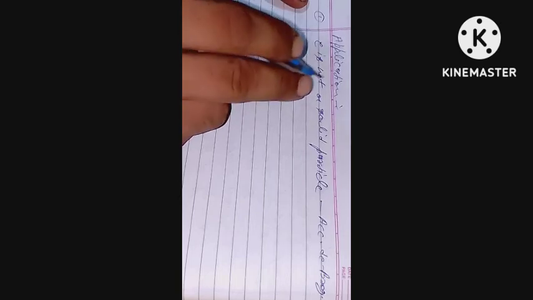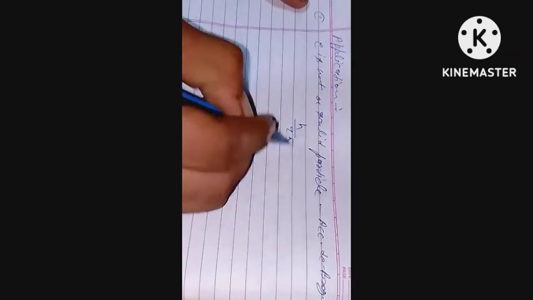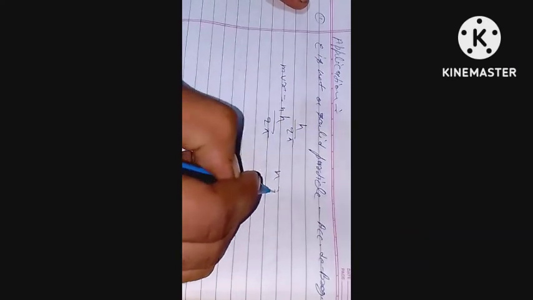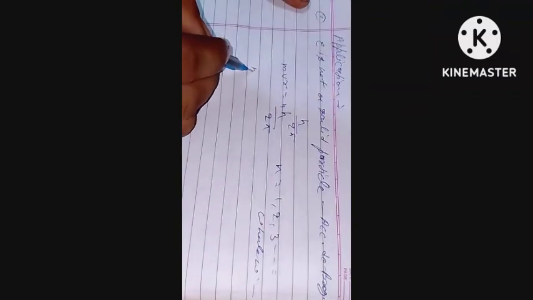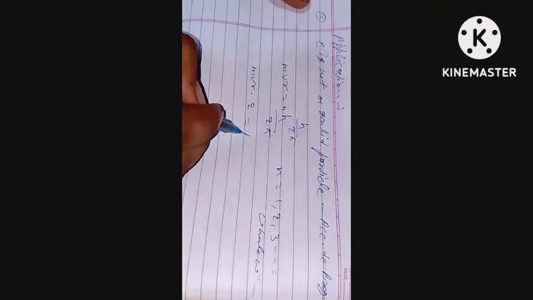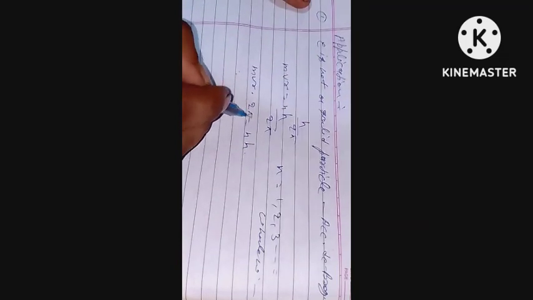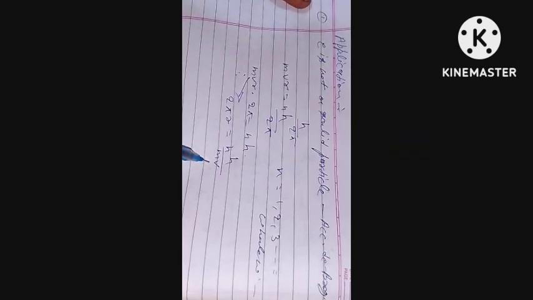The de Broglie equation plays an important role in the Bohr atomic model. According to Bohr, the angular momentum of an electron is an integral multiple of h upon 2 pi. So mvr equals n h upon 2 pi, where n equals 1, 2, 3, a whole number. So mvr into 2 pi equals nh, and 2 pi r equals nh upon mv.